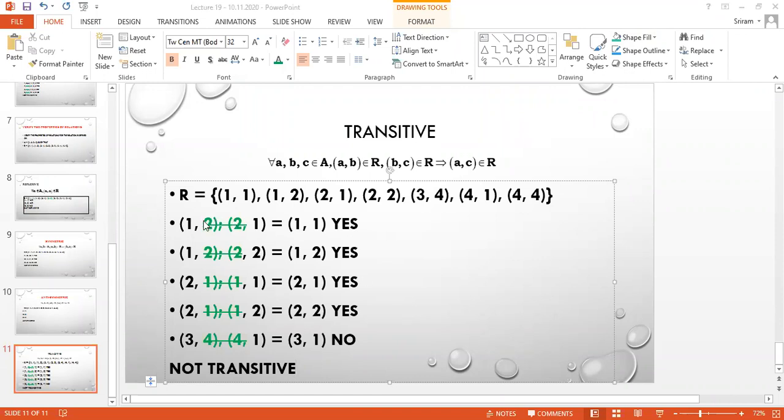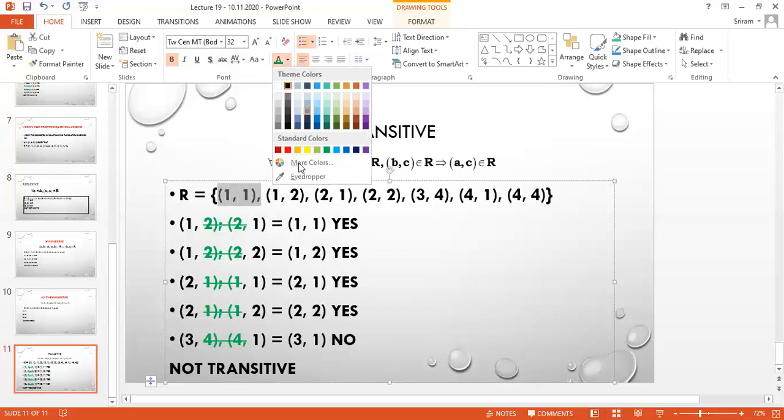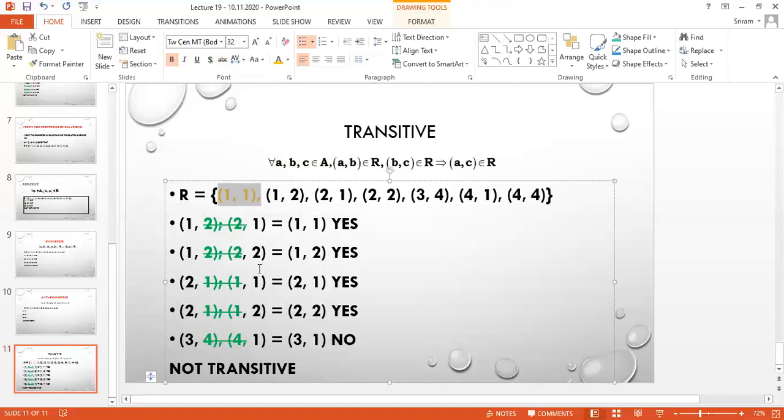See, for transitive, I am going to take the numbers. We are going to cancel the common number. When I cancel 2 comma 2 and 1 comma 1, I check here whether 1 comma 1 exists. Yes, 1 comma 1 exists. Here I am checking 1 comma 2, 2 comma 2. I am going to check what is the pair. 1 comma 2. Does 1 comma 2 exist? Yes.